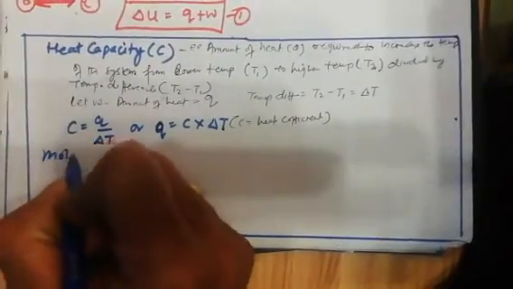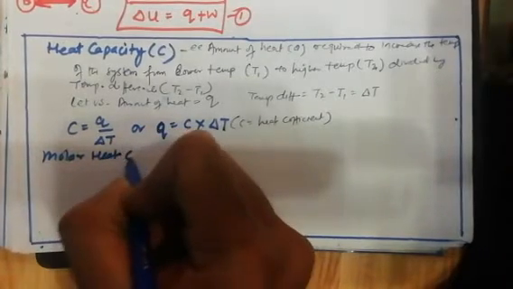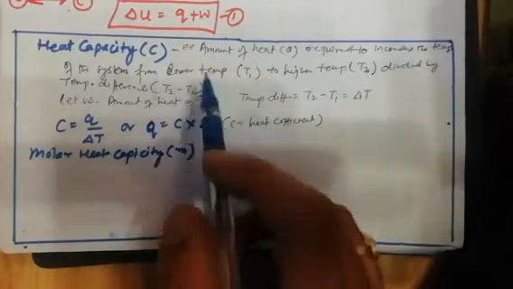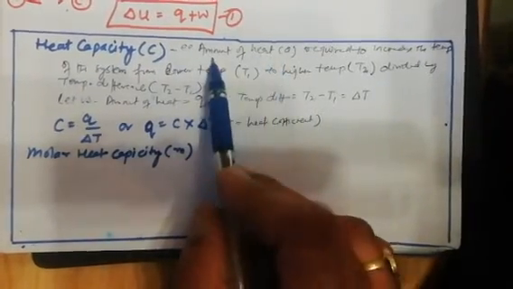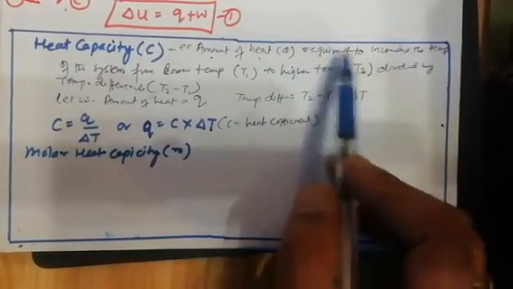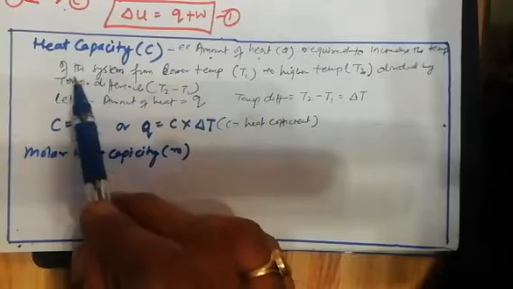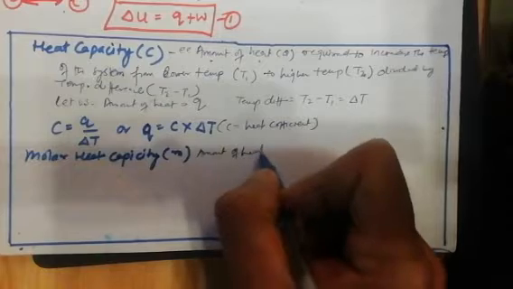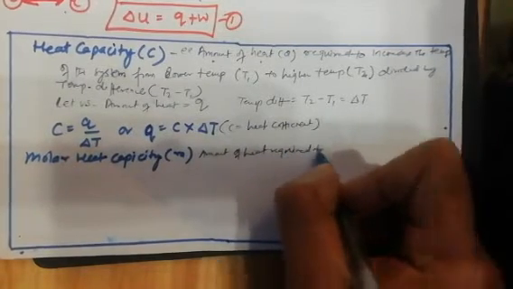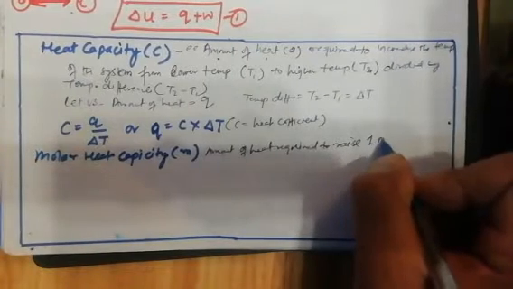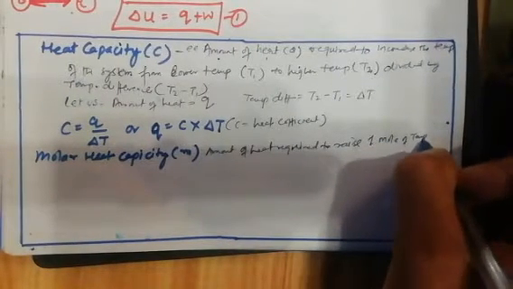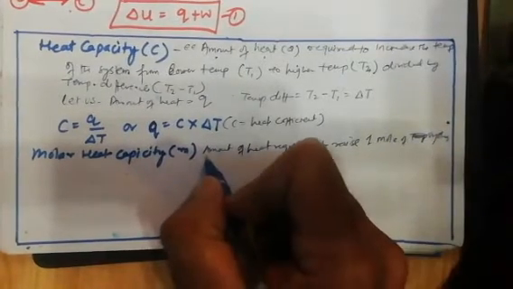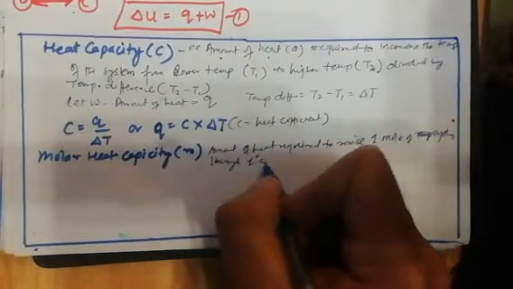The moment we will add molar heat capacity, which is also known as specific heat capacity. So what is molar heat capacity? It is defined as the amount of heat required to increase the temperature of 1 mole. When we take 1 mole of a system, it is the amount of heat required to raise the temperature of 1 mole of the system through 1 degree Celsius.